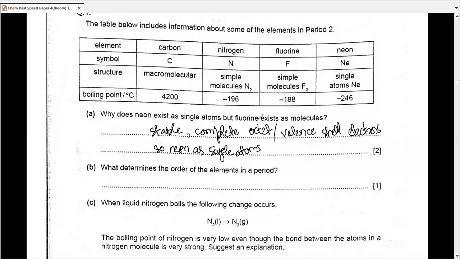Oh, they are also asking about fluorine. If we don't compare it with fluorine, we're not going to get the second mark. But fluorine needs one electron, so diatomic molecules.